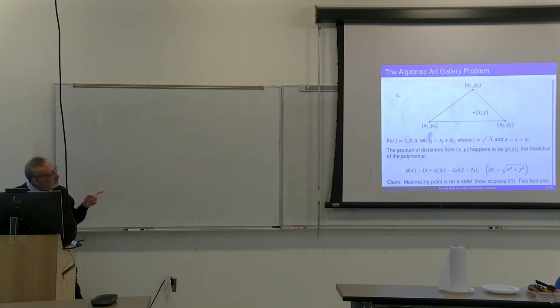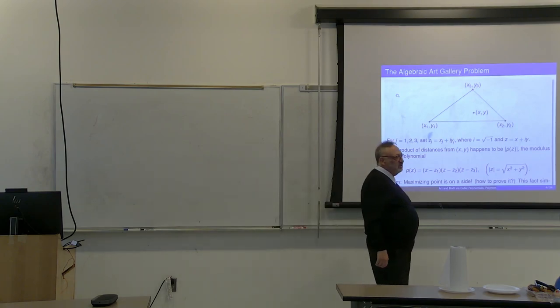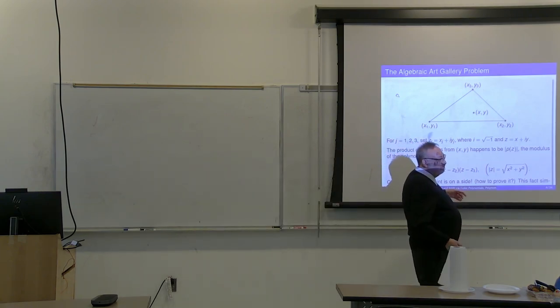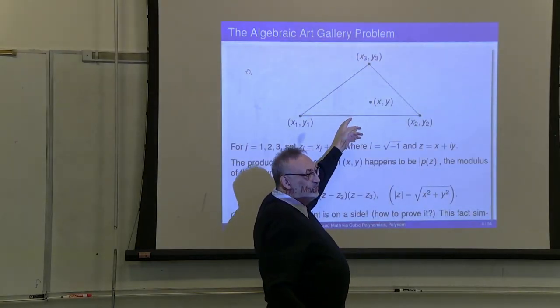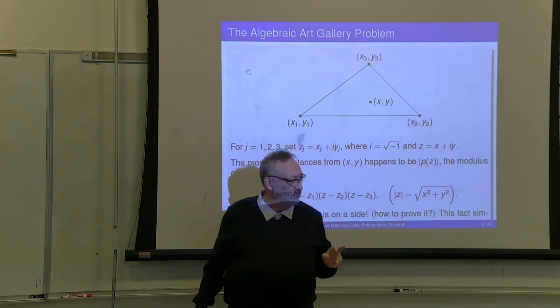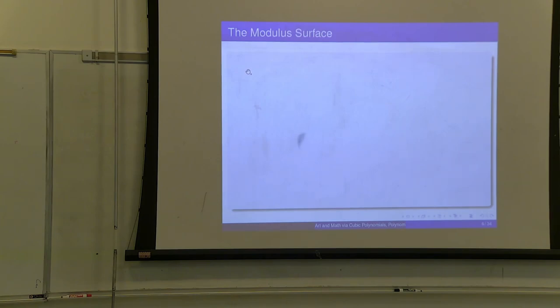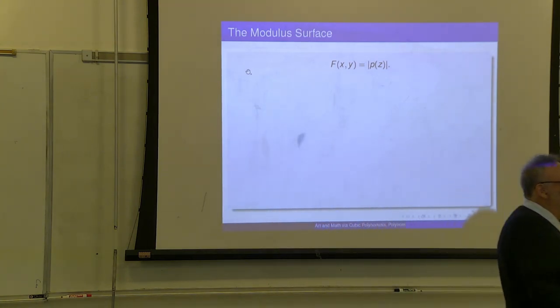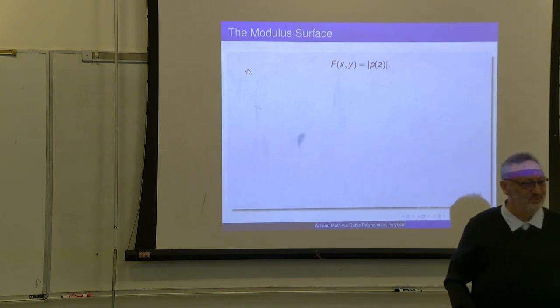And what's not so easy is, if you ask many people, even geometers, where do you think the maximum is going to be? People will guess maybe the centroid, right? But it turns out to be somewhere on the edges instead of inside the triangle. It turns out to be on the boundary of the triangle.